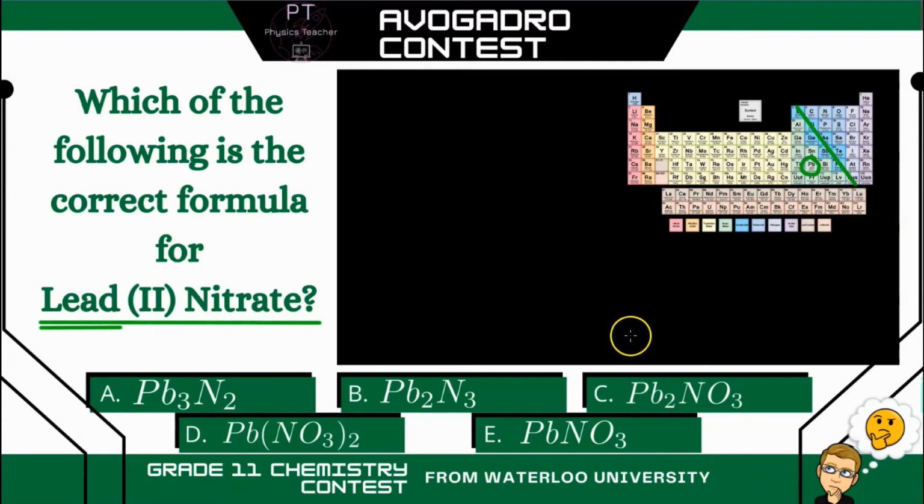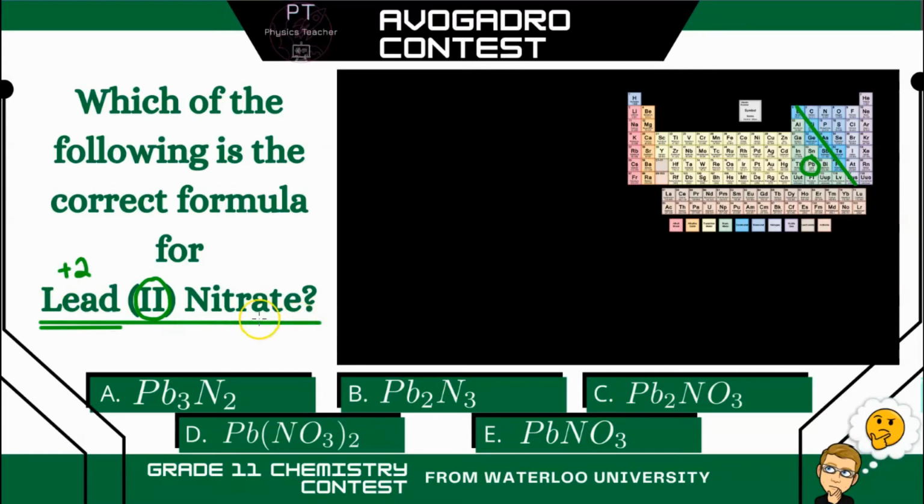Now with ionic compounds, we don't use those mono, di, tri prefixes. Instead, we look at the charges to figure out the number of atoms for each element. Now, since lead is a transition metal, its charge is listed right here with these Roman numerals. So in this case, the charge on lead is going to be +2.